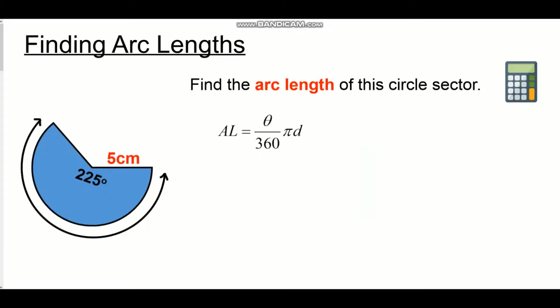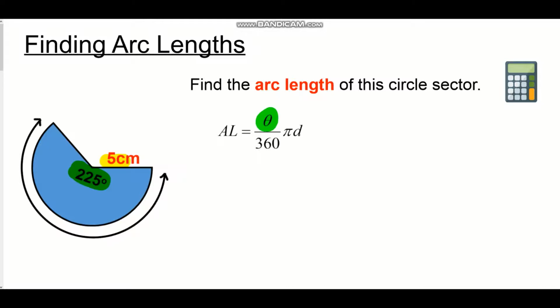Okay, so here's a quick example of how an arc length question might look. On the left hand side here, we've got a sector of a circle, that's just part of a circle, with an internal angle of 225 degrees. So I'm going to highlight that, and I'll highlight the part of the equation that that matches to. So theta, the internal angle, is equal to 225 degrees.